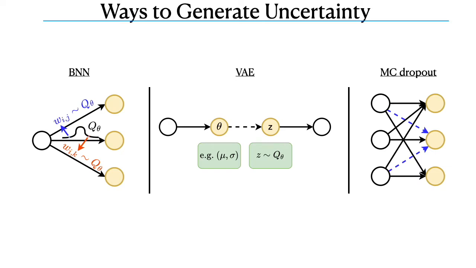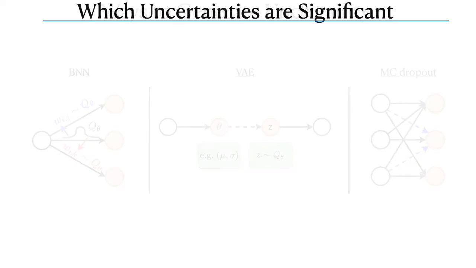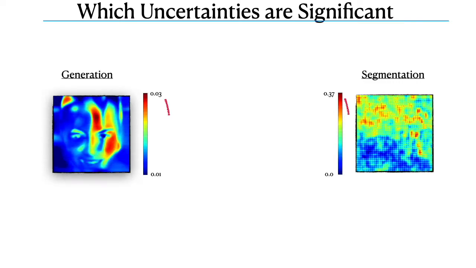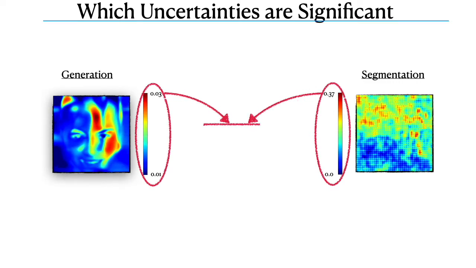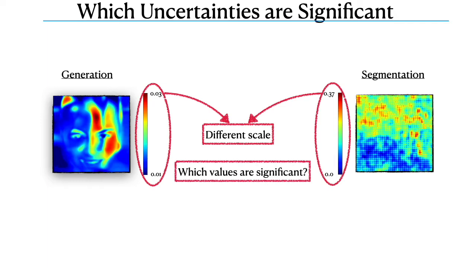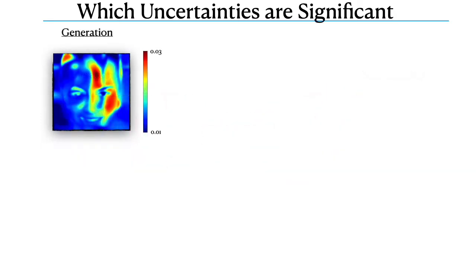However, while there exist different methods to generate uncertainty, one thing is not clear. Which uncertainties are significant? Consider two different problems, generation and segmentation, and their corresponding uncertainties. Unfortunately, the scale of generated uncertainties varies a lot, which makes it very subjective to understand which uncertainties are really significant. Now, consider only the generation problem with the corresponding uncertainty mask.